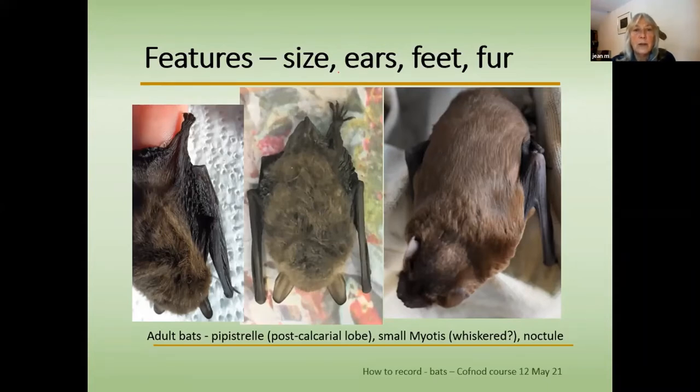And you can see, this is not a feature that most people would be familiar with or able to look at, but just where my finger is, there's a little flap of skin which is called a post-calcarial lobe, which is one way of telling the pipistrelles from the small Myotis, which is something that bat workers would need to know, but for most people I wouldn't expect them to be able to look at it.